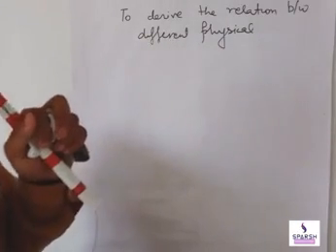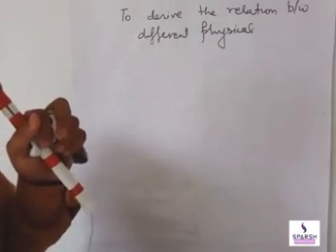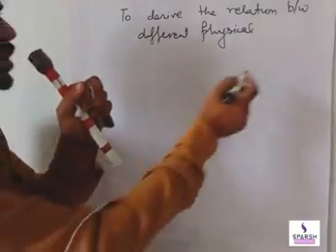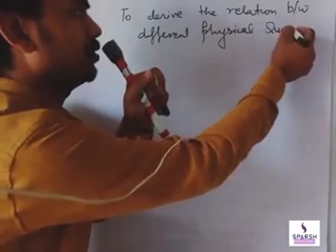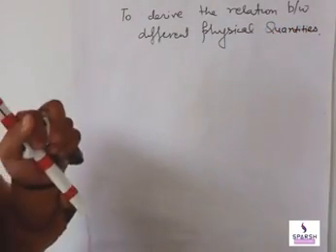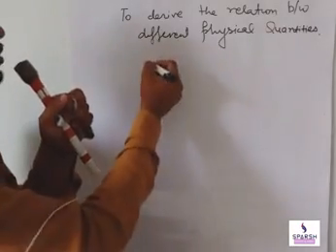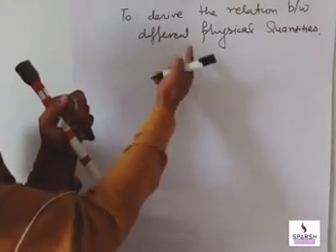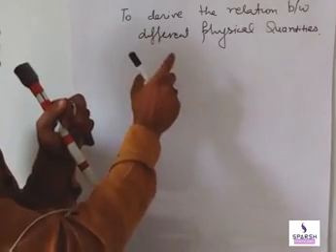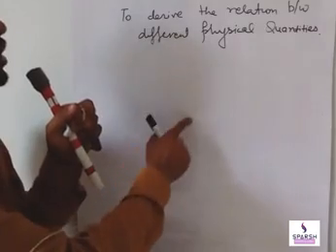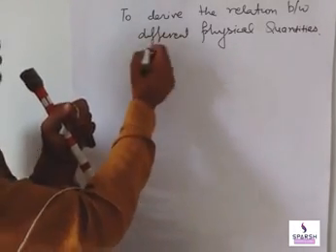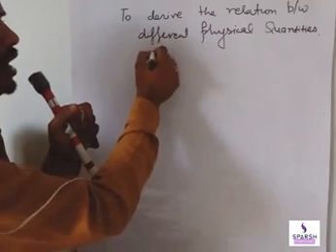Welcome class. Today I am here with a new lecture on dimension analysis application, and the application is to derive the relation between different physical quantities. In this application we have two parts. First part is the quantity for which we have to derive the relation, and the second part is the quantities on which the given physical quantity depends.